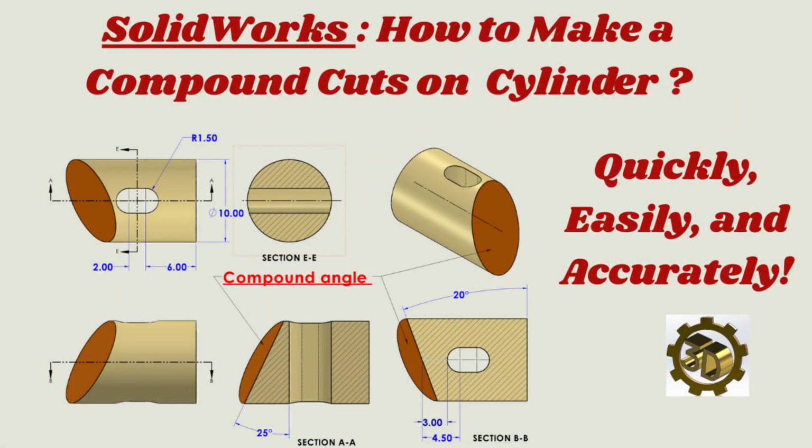This video covers a SolidWorks tutorial on how to make a compound cut angle on a cylinder. What is a compound cut angle? A compound cut involves two angles. Cuts are made at two different angles in two different planes. If you look at the drawing, you see that in one plane the angle is 25 degrees and in the other plane 20 degrees. Let's make a compound cut angle on a cylinder.